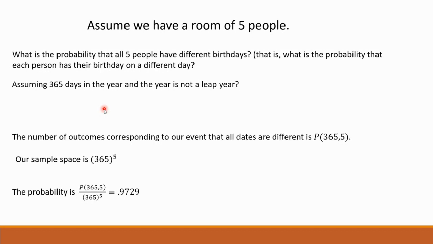Again, the experiment is asking each person their birthday. So in the sample space, there's 365 raised to the 5th possibilities. From each of the 5 people, you're asking what their birthday is, and any day is a possible day. So we're just using the basic counting rule here. Now we want to know how many outcomes there are where they all have different birthdays. In other words, where there's no repetition, and order still matters. So again, we need permutations.